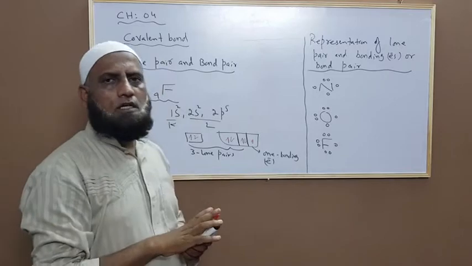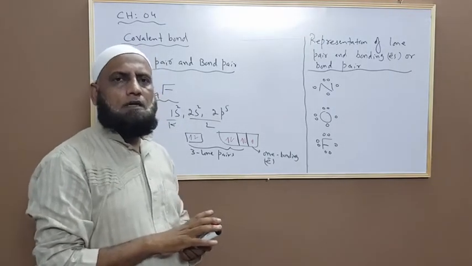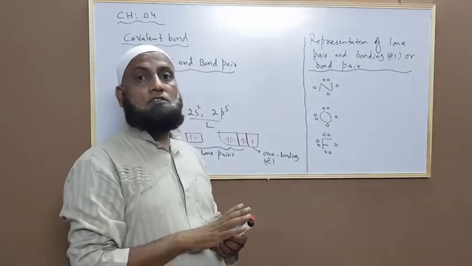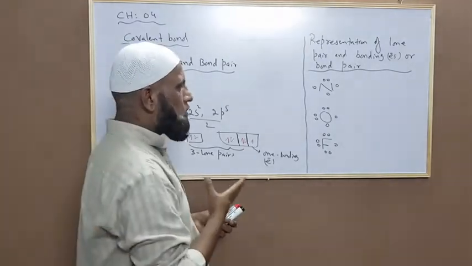These bonding electrons also tell the valency of a typical element. In nitrogen, since there are 3 single electrons, the valency of nitrogen is 3. It will make 3 covalent bonds.